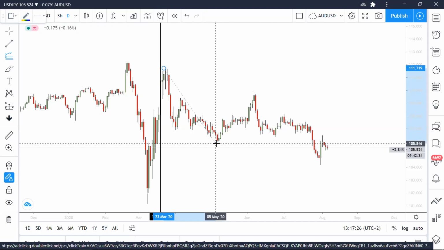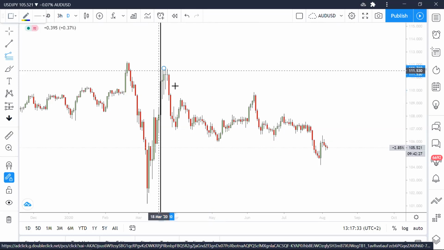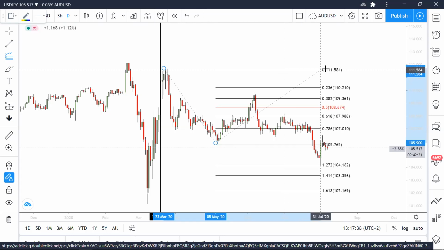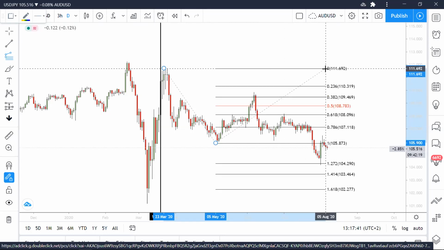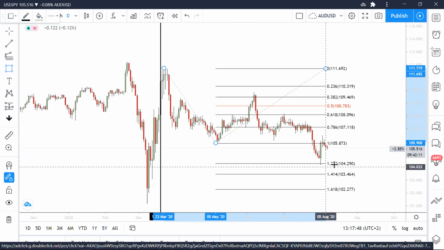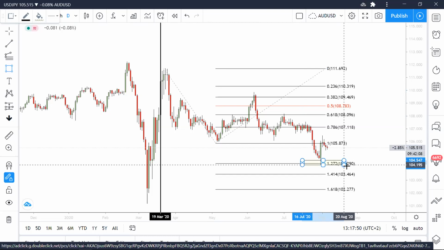So now remember that we are assuming that it's a cipher pattern. So we're assuming this is point X here, then this is point A. So I'll take my fib extension from there, then drag it back to where we have point X, right? Now, as you know, with your cipher pattern you are looking at an extension level of 1.272, right?